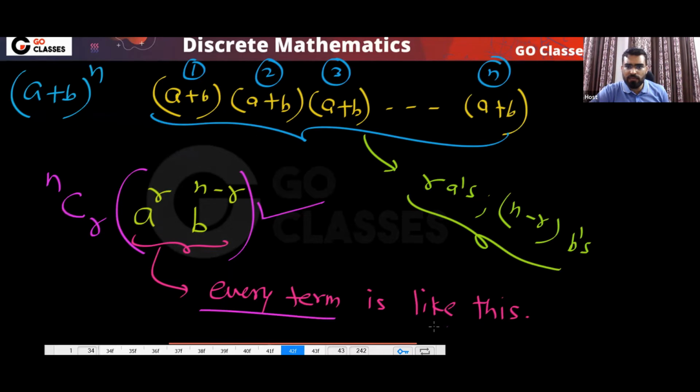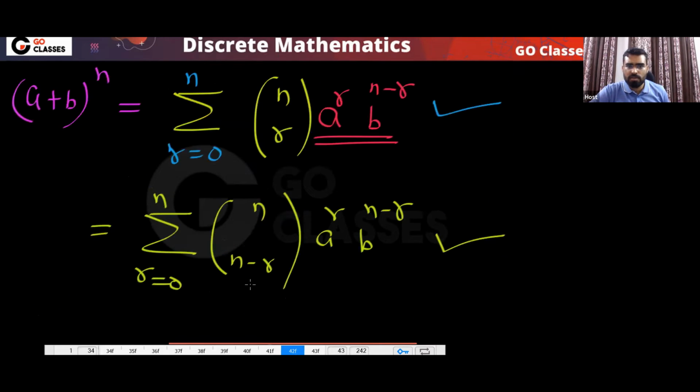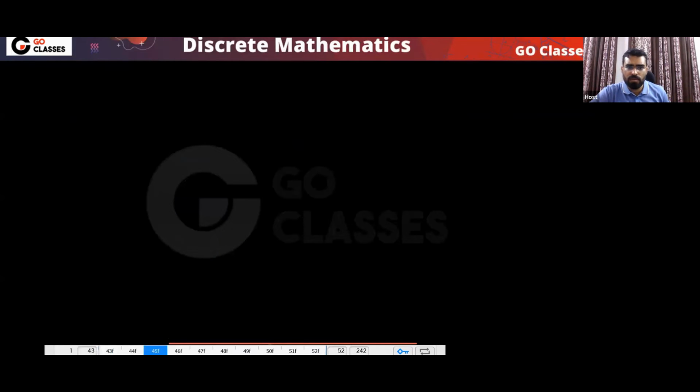Now every term will be like this, and in how many ways can I create this term? nCr ways. There are a total of n, and from these n I can decide which r of them will give me a. So from these n I can select r of them, nCr, and they will give me the a's. So finally I can say that this number of a's can go from 0 to n. This is the binomial theorem.